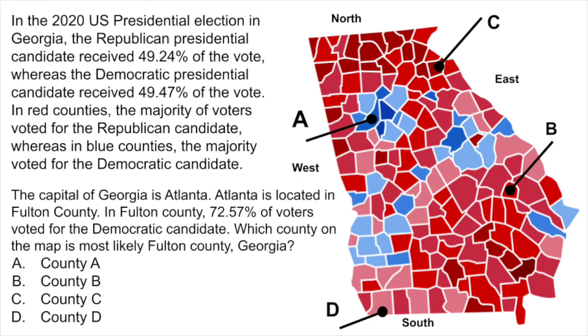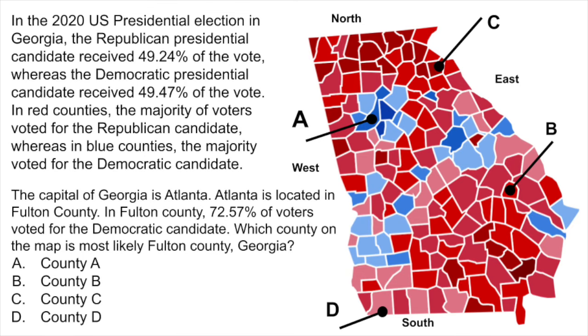Okay, so the next question, the text up on the top paragraph is exactly the same, but the bottom little blurb reads, the capital of Georgia is Atlanta. Atlanta is located in Fulton County. In Fulton County, 72.57% of voters voted for the Democratic candidate. Which county on the map is most likely Fulton County, Georgia? Now we see counties marked A, B, C, and D. So go ahead, pause the video, try to figure this out, and then we'll go over it.